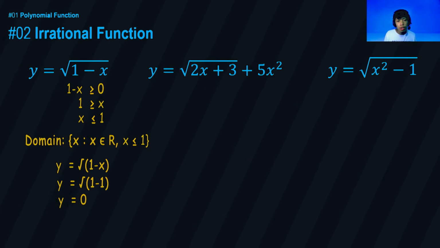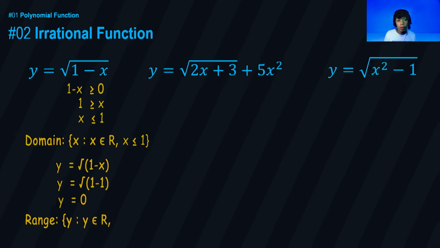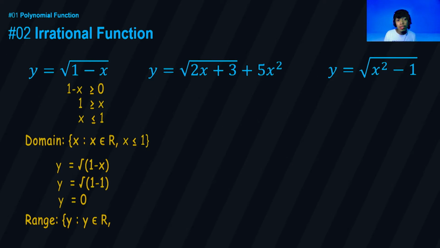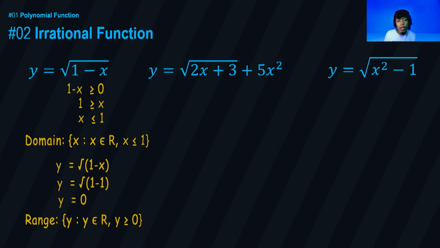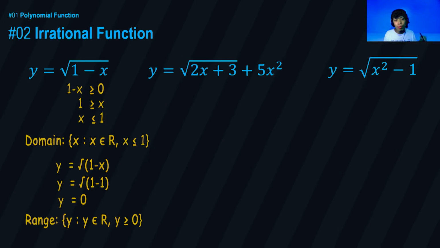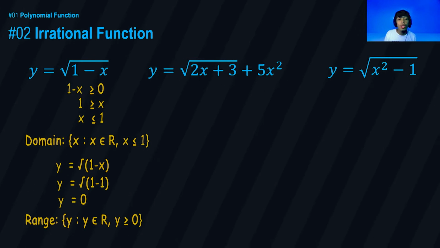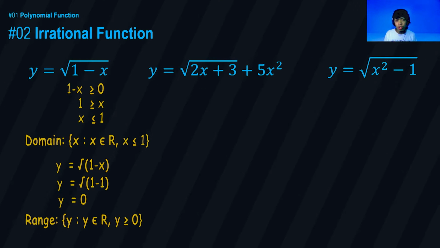So your range would be y such that y is all real numbers, but y, take note, this one right here, that's the lowest value for y. So your y should be greater than or equal to 0. This is the minimum value of y. From the minimum, that is 0, to the positive infinity, or y should be greater than or equal to 0. So this is your range and this is your domain. That's how you find the domain and range of the function.